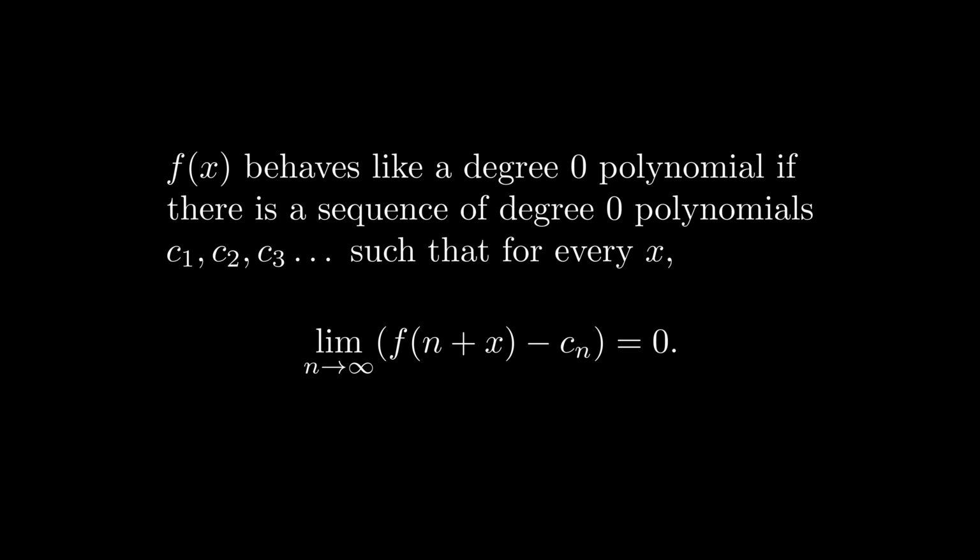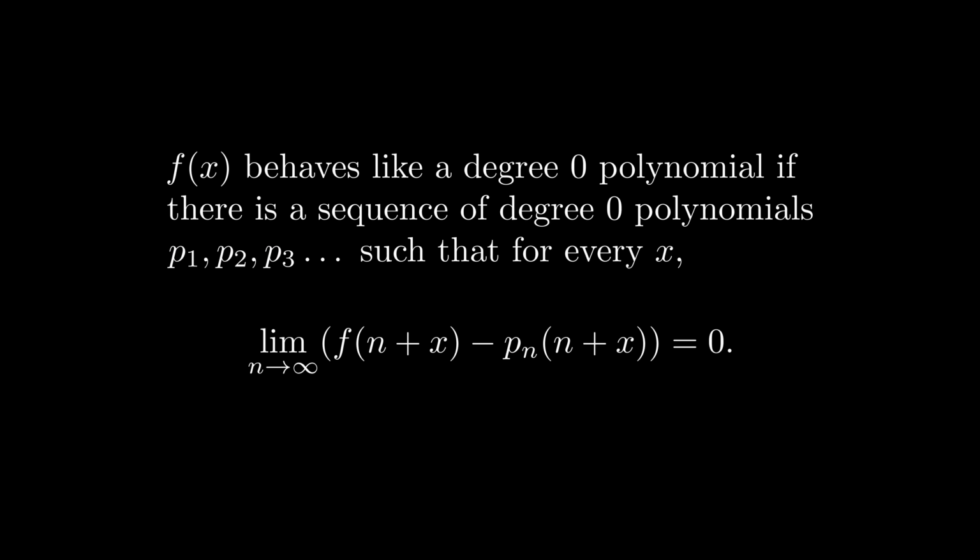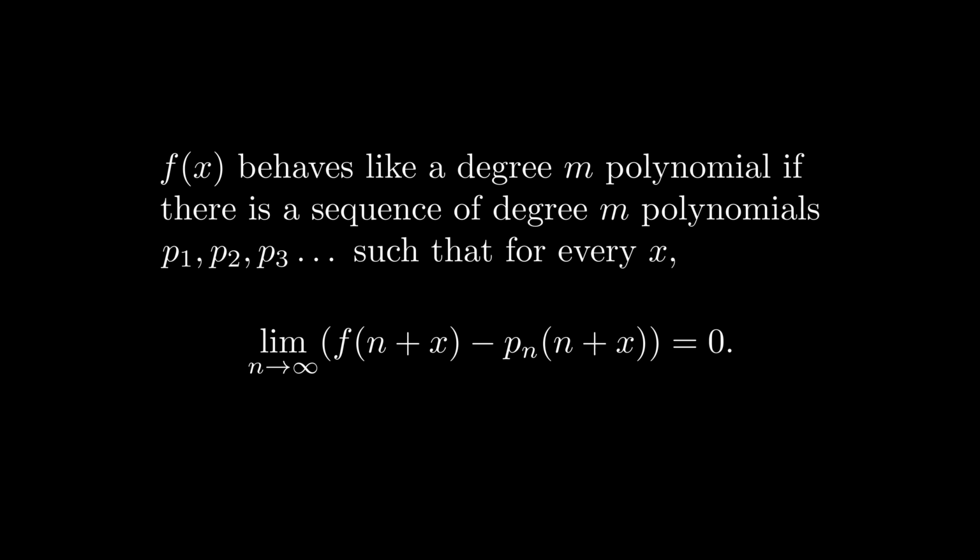So I'll replace the sequence c sub n with p sub n to signify that they're polynomials. But there's really nothing special about the degree of the polynomials being 0. If instead we had degree m polynomials for any m, this would still be a reasonable definition. So how does this help us?